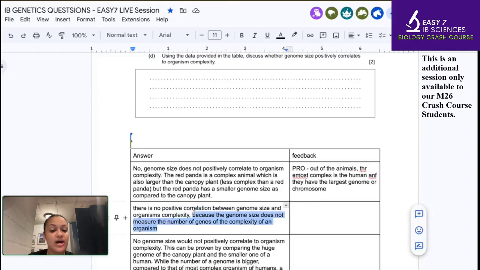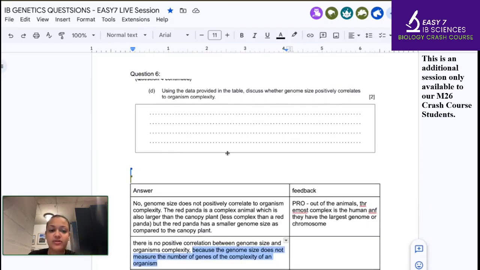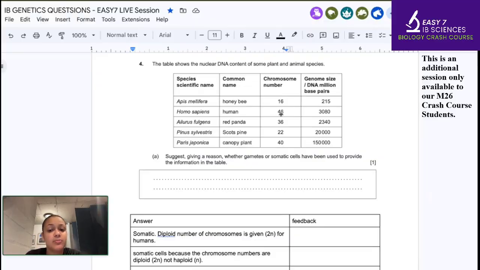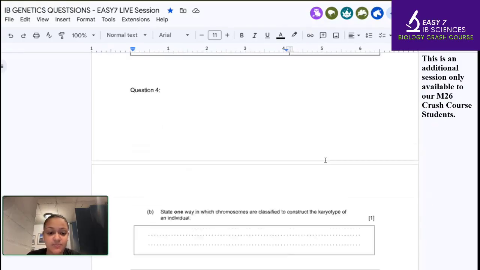So actually here, you don't have to explain why not. So that would be my feedback for you, whoever read this question. Don't explain why not, because in database questions, you're not asked to, unless it says deduce a possible reason or suggest a possible reason, then you've got to turn your scientist brain on and try to think of a reason. But here, all you have to say is that actually there's no positive correlation between the genome size, and give me an example. Give me your evidence, give me your data from that question, and tell me actually the human is the most complex, but they don't have the most genomes, the greatest genome size. Okay, so that's what it is.